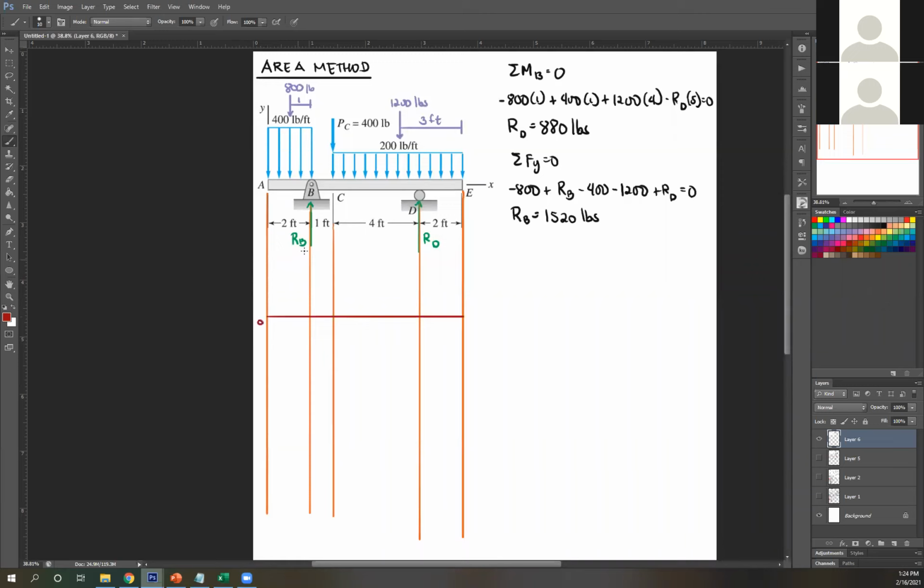Starting at 0, you have a downward force, so you're going to go downward. By how much? By this area. 400 times 2, that's negative 800. Next, you're going to go upward by RB. RB is 1520, negative 800 plus 1520. I believe that's 720.